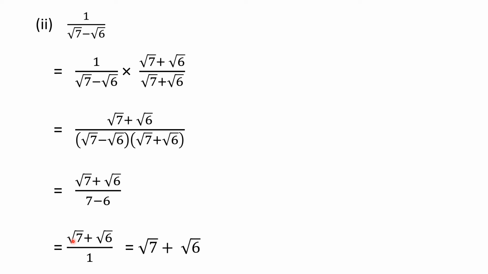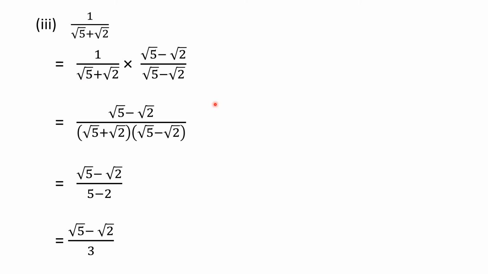So I get root 7 plus root 6. Root 7 plus root 6, right? So this is root 7 plus root 6 divided by 7 minus 6. 7 minus 6 is 1. So root 7 plus root 6 divided by 1, which is root 7 plus root 6. 1 is a rational number, you can see that, right? So I stopped it there. So my purpose was to find a rational number below. I did it, right? Next question.